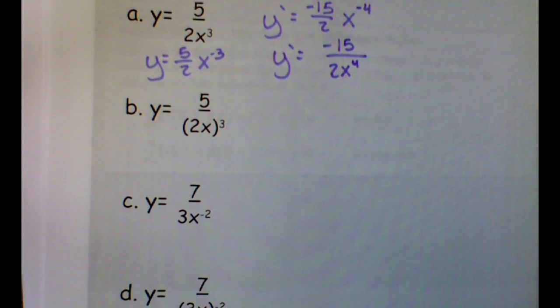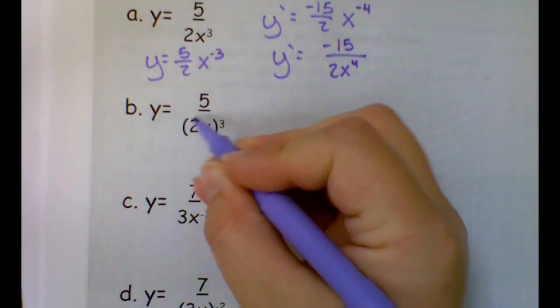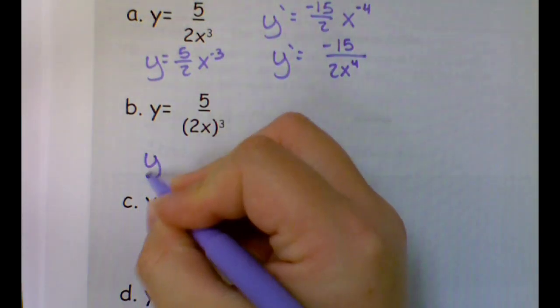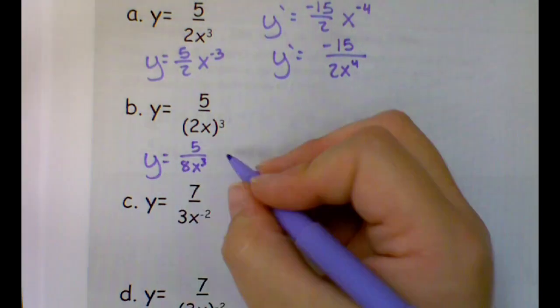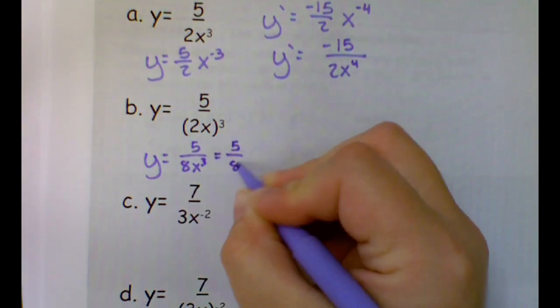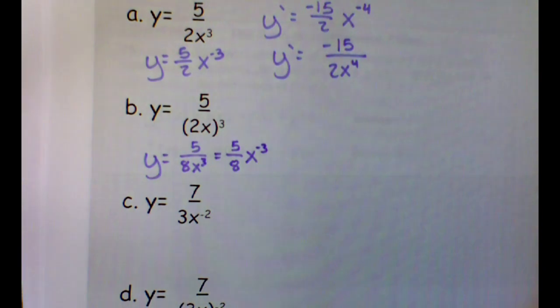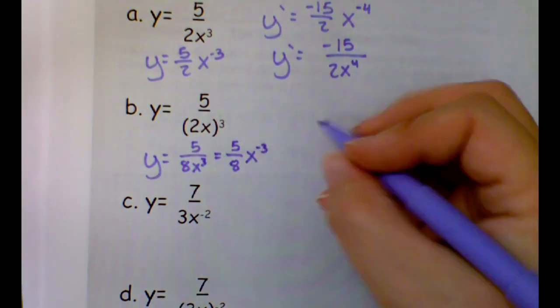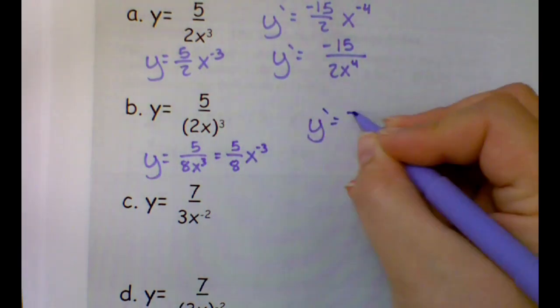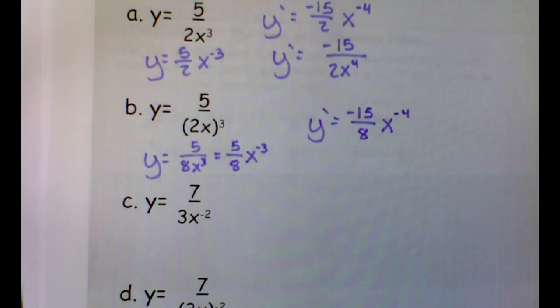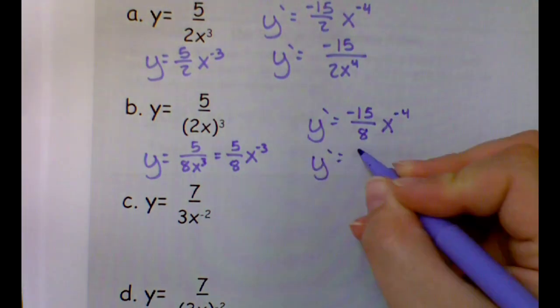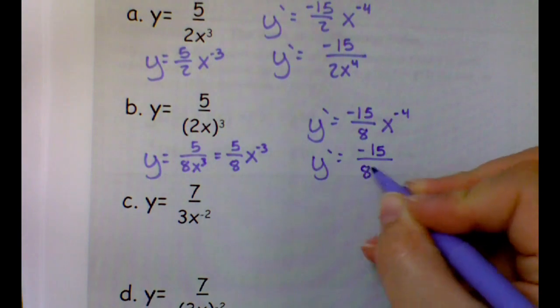For this one, we have a challenge because we have to actually cube the denominator. So y is 5 over 8x cubed, which can be rewritten as 5/8 times x to the negative 3rd power. I bring down my power for the derivative, y prime equals negative 15 over 8x to the negative 4th power. When I rewrite that, I get negative 15 over 8x to the 4th power.